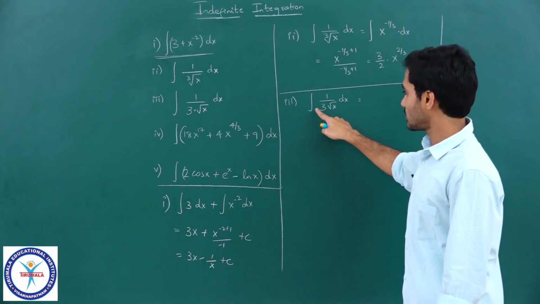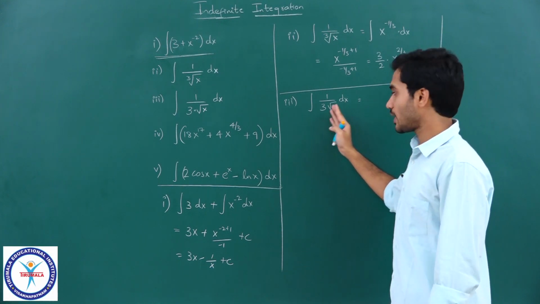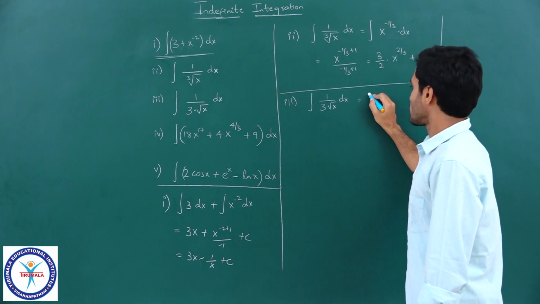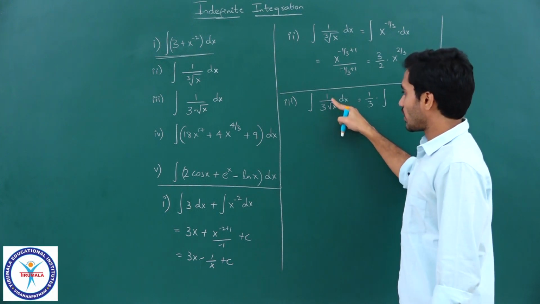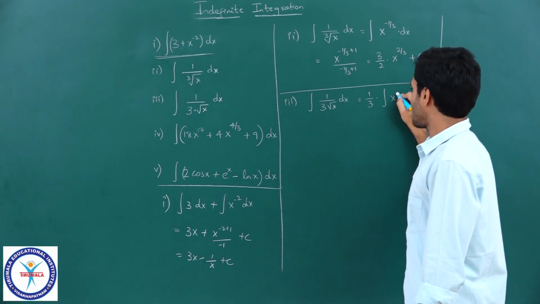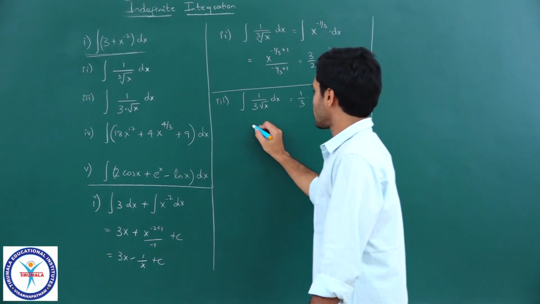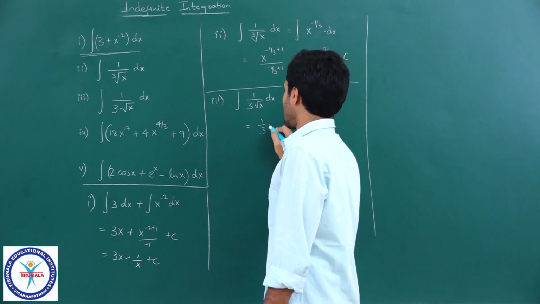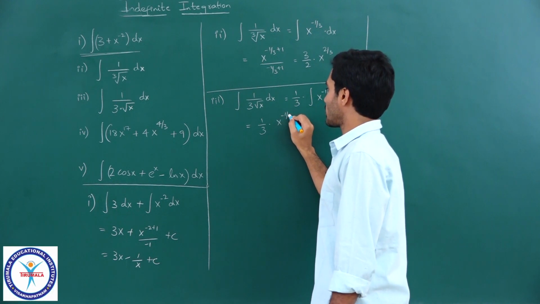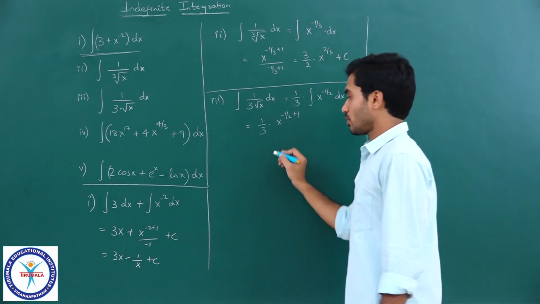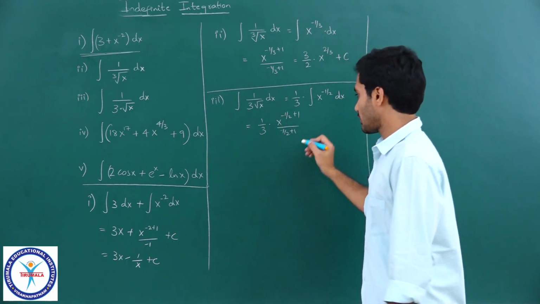Now, you can easily say that this is nothing but 1 by 3 into 1 by root x, and 1 by 3 is a constant. I can bring 1 by 3 outside the integral. So, 1 by 3 into the integral of 1 by root x, which is nothing but x power minus 1 by 2 dx, right students. I can directly apply the formula: x power minus 1 by 2 plus 1, divided by minus 1 by 2 plus 1, right. That is it, very simple, right.